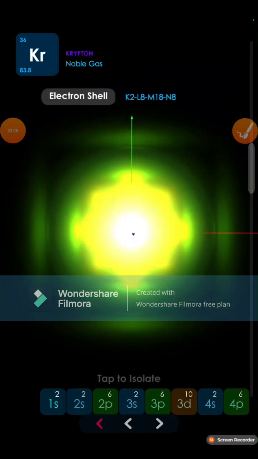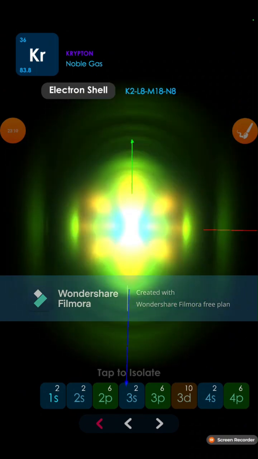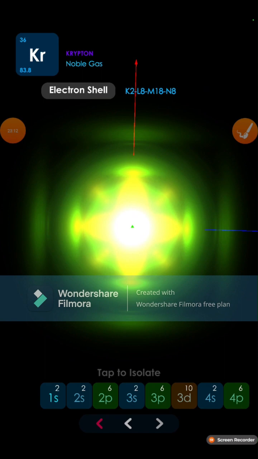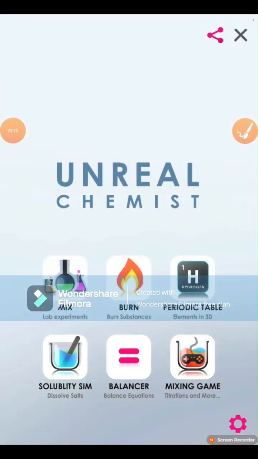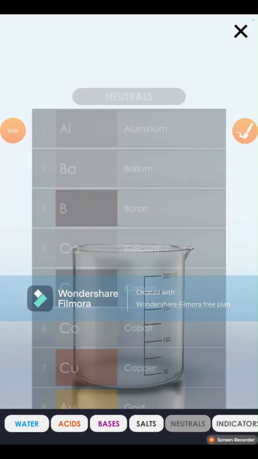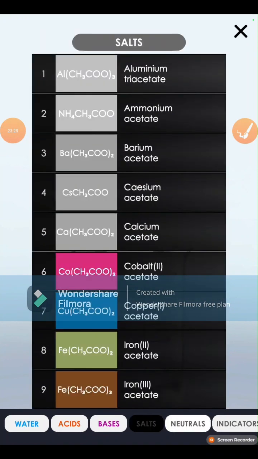As you can see over here, the electron shell. It's very fun to see this. Now let's mix again. Now we're going to mix some salts.